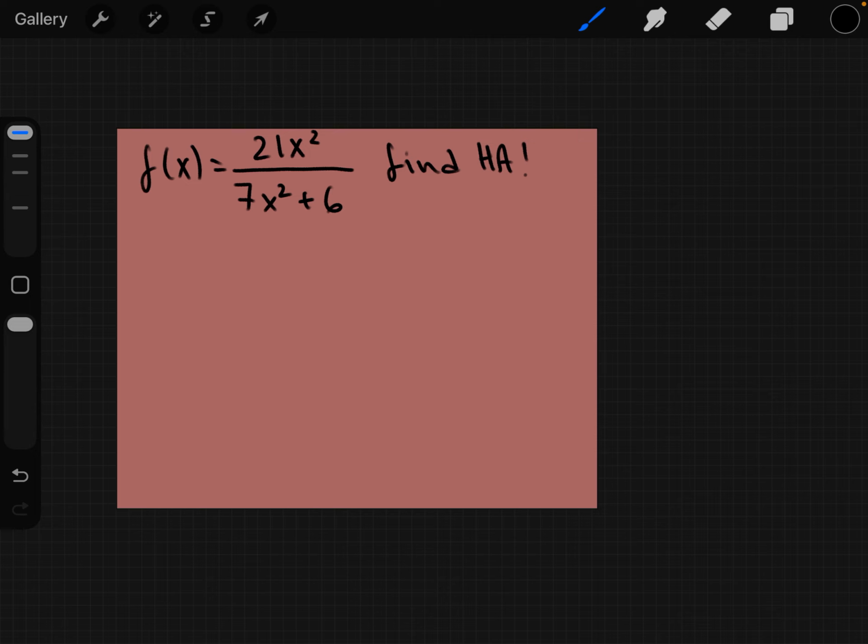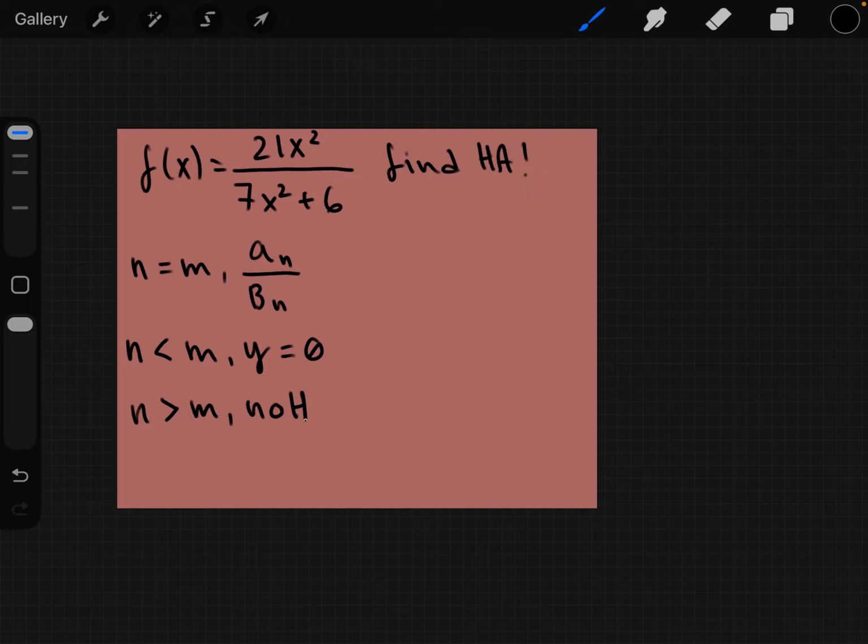Okay, horizontal asymptotes are really easy. That's just the one with all the rules. If n is equal to m, then we do the leading coefficient of each divided by each other. If n is less than m, then y is always equal to 0. If n is bigger than m, there's no horizontal asymptote.